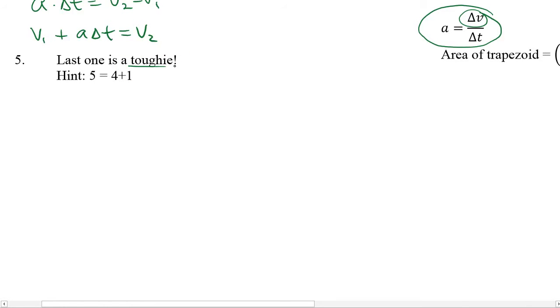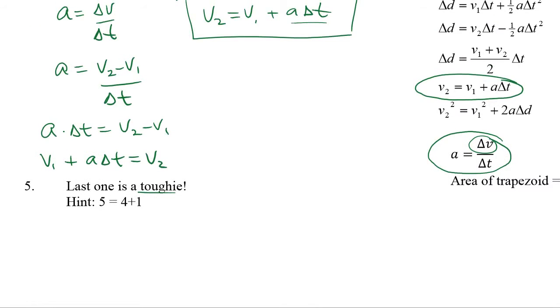So we're on equation number 5, and I'm thinking, hint, 5 is equal to 4 plus 1. So if this is equation number 5, we're going to use equation number 4, and then later on we're going to use equation number 1. Looking at equation number 5, there is a lot of similarity between 5 and 4. Equation 5, on the left-hand side, is solved for v2 squared, and equation 4 is v2.